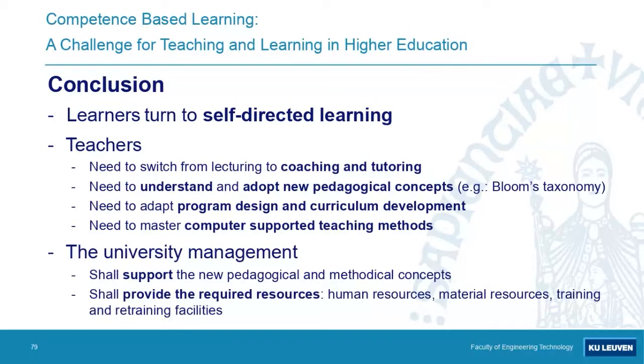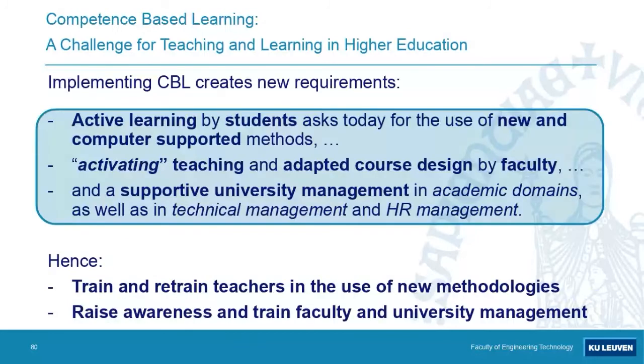Very important, the university management shall provide support on all levels and shall provide the required resources, which is human resources, material, and training and retraining facilities. So active learning requires computer-supported methods and activating teaching and adapted course design by faculty. So I switch here from active learning to activating teaching. To get active learning in the mind of students, we have to switch to activating teaching.